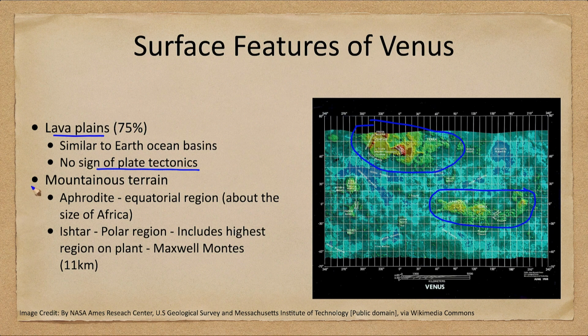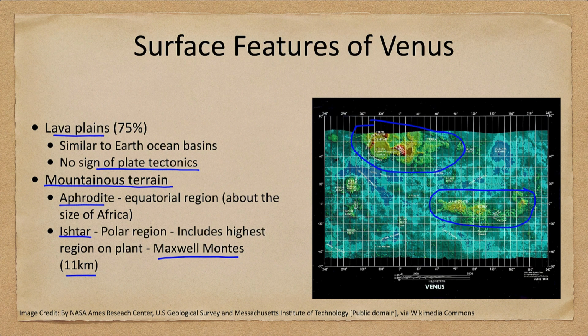We also see mountainous terrain, and I mentioned the two regions, Aphrodite, which is the equatorial region about the size of Africa, and the Ishtar, the polar region, which includes the highest region on the planet. You can see those in the red here. The Maxwell Montes are the highest. Those mountains are the highest at 11 kilometers, again higher than any mountains on Earth.